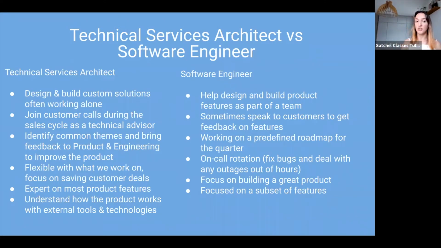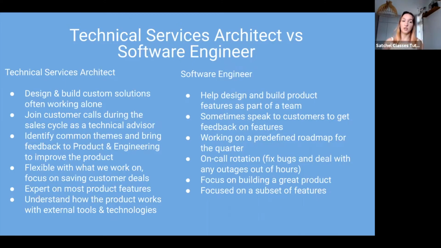As a technical services architect, you are an expert on most features of the product that you're working with. As you are in front of customers, you will be asked a lot of questions about every aspect of the product, and you need to be able to answer them. But as a software engineer, you will likely be focusing on a very particular area of the product, and that will be your expertise. So you are a deep expert in that area, but you may not know other parts of the product, how they work, or how they get used by different customers.